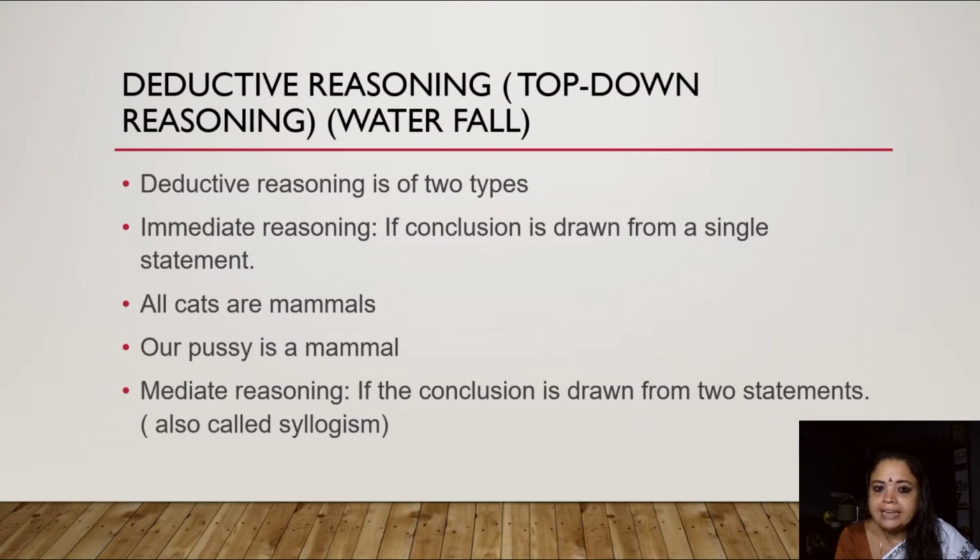Immediate reasoning is one where the conclusion is drawn from a single statement. Again, it comes under deductive reasoning. So you have an example: all cats are mammals, therefore Pussy is a mammal. So a conclusion is drawn from a single statement. Mediate reasoning means the conclusion is drawn from two statements. This type of reasoning is also called syllogism, which we will come to later in other classes.